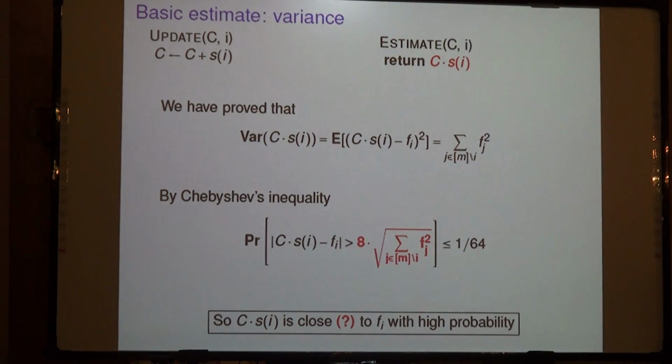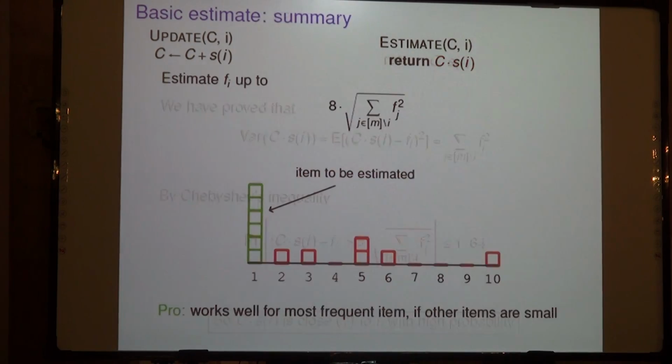Well, what is this? Is this good or bad? So the quality of the estimate depends on the sum of squared frequencies of the other elements in the stream. Okay, so what does that mean? Well, this means that we got an algorithm that works pretty well in estimating the most frequent item in the stream. Imagine that the stream contains one item that is really frequent, and then all the others are kind of small. So here's a picture.